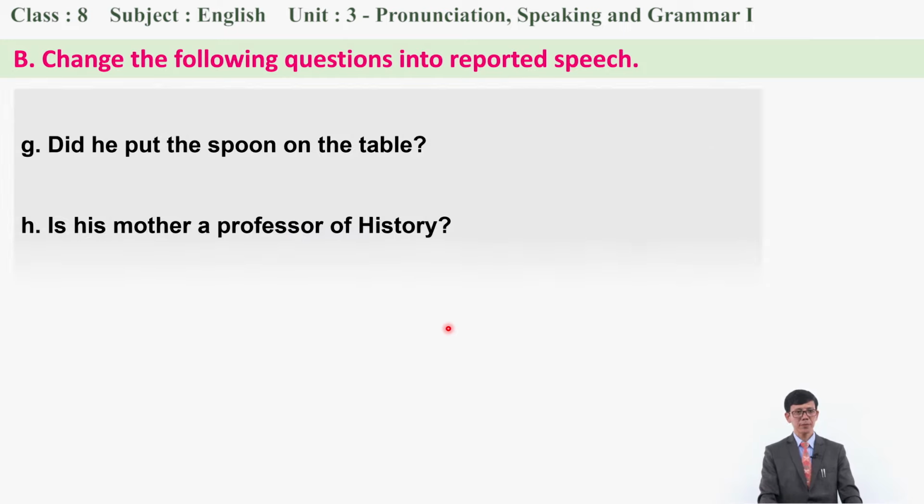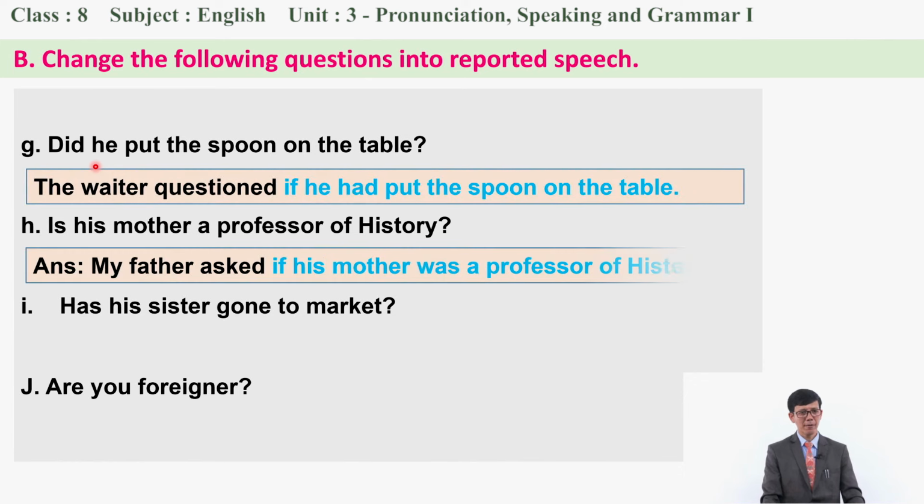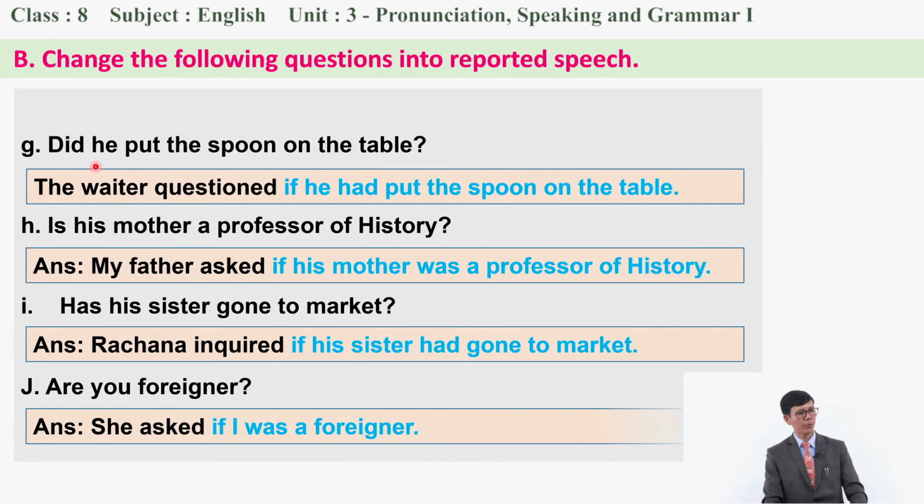Now look at another one. Did he put the spoon on the table? Is his mother a professor of history? And has his sister gone to market? Are you a foreigner? So these are some of the questions. I guess you have some idea how to change direct speech into indirect speech. Now I would like you all to change these sentences by yourself, as we learned in the previous example. You can do it, right?